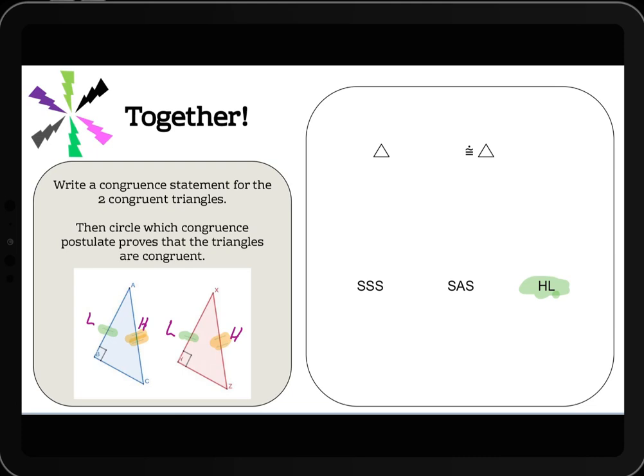Now we want to write the congruent statement. I can start by writing triangle ABC, and I want to make sure that I match up the corresponding angles with ABC. Triangle XYZ is oriented the exact same way as ABC, which makes this very simple to identify. The triangle is going to be XYZ.